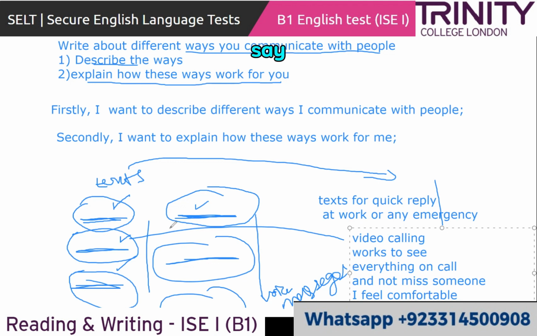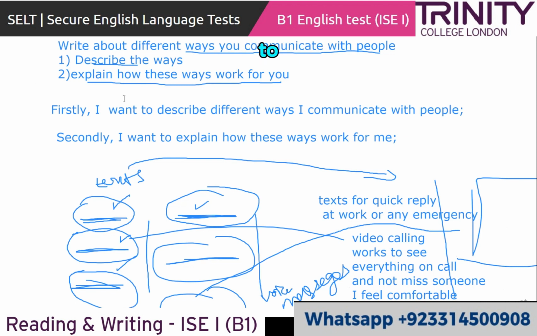Then we say emails. Emails work for communication, to talk to boss, right? To emails from work. Emails work. You can also write it like this. Emails are a good way to communicate. Texts are a good way to communicate. Understand it? You can write it like this also if you don't know how to connect.